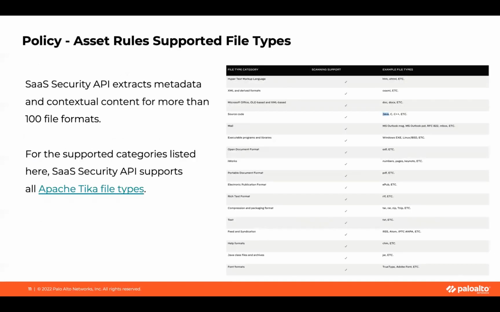SaaS Security API supports about 100 file types. This list only shows the most commonly used files. Of course, this list is changing as we add more support for other file types.